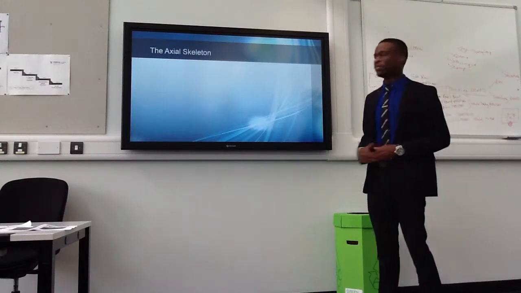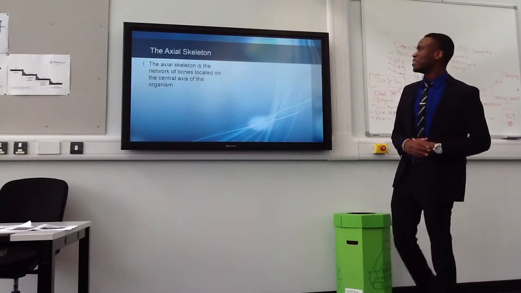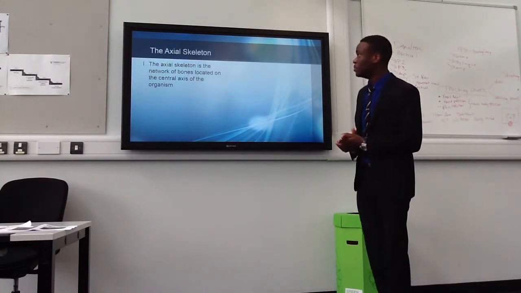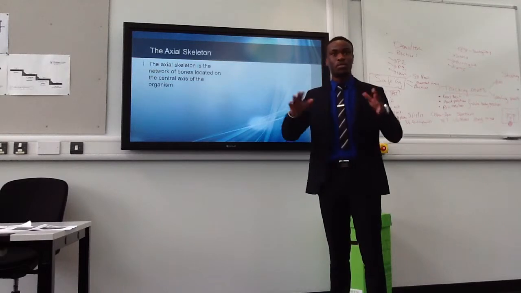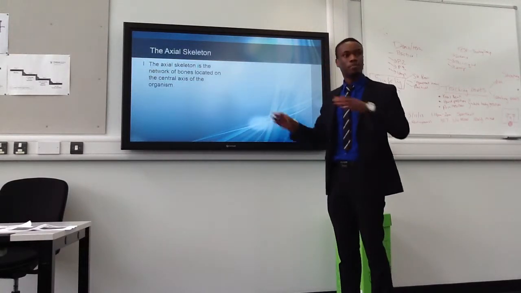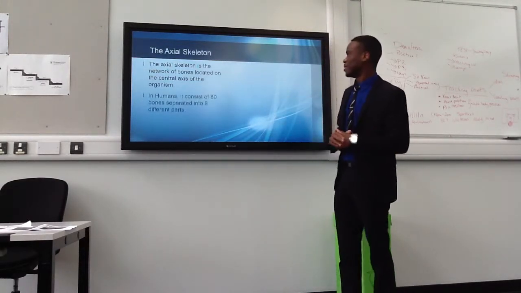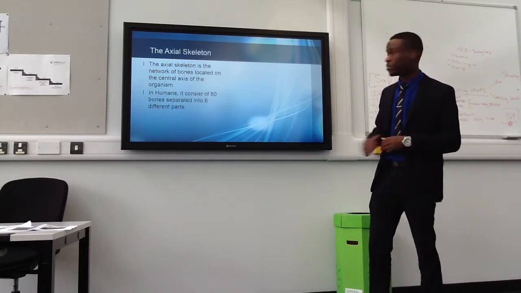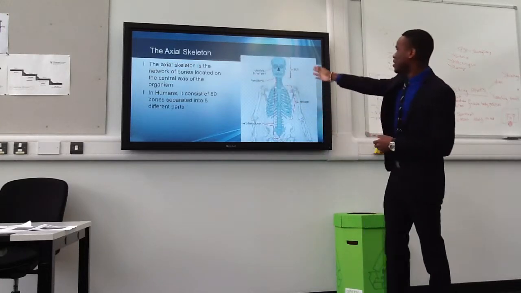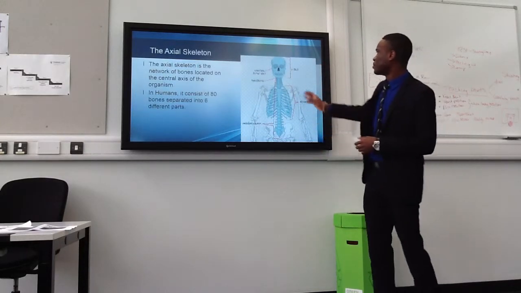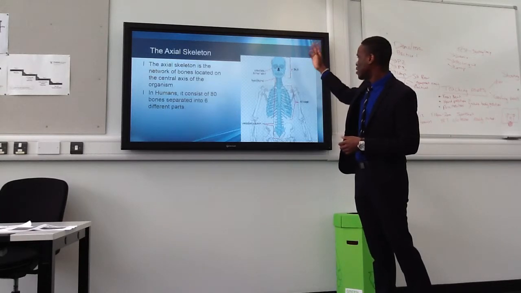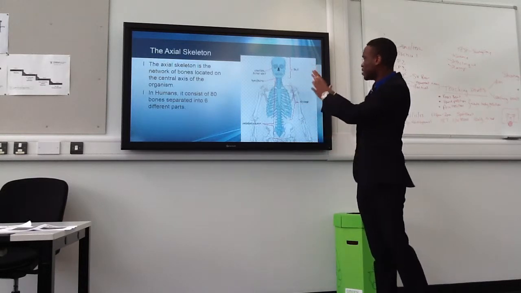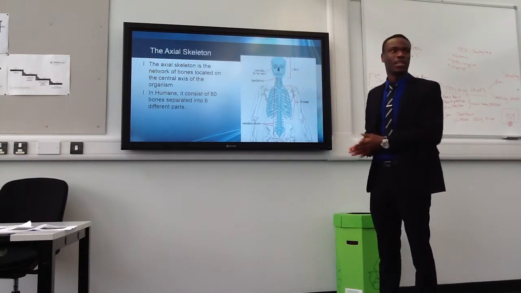The axial skeleton is a network of bones located in the central axis of the organism. The bones are separated into two different sections. In humans, it consists of 80 bones. So here is an example of the axial skeleton, which involves the cranium, the spinal column, and the rib cage, so that's the central part of the skeleton.